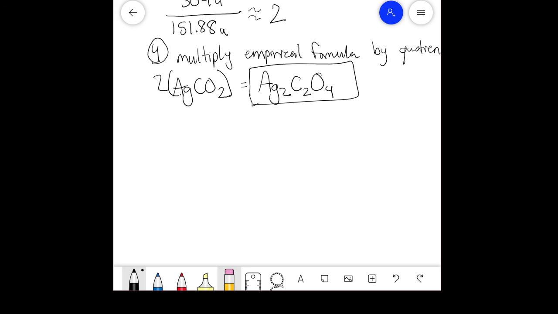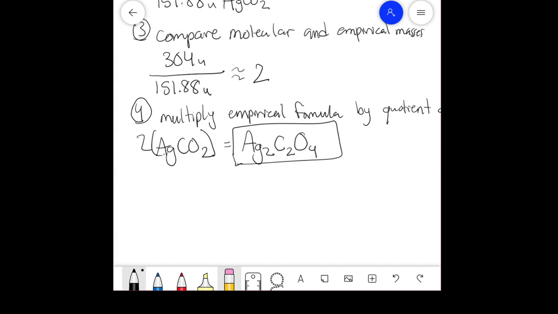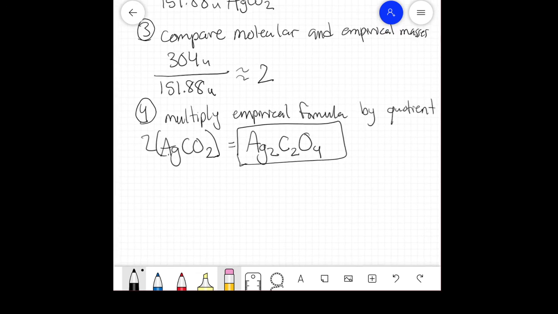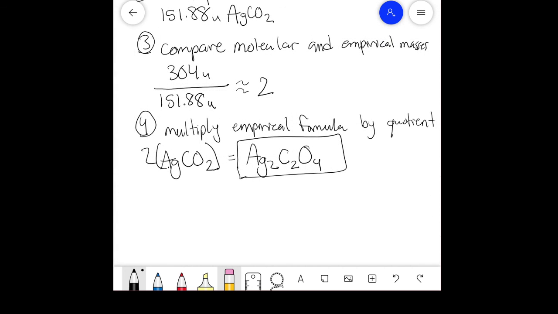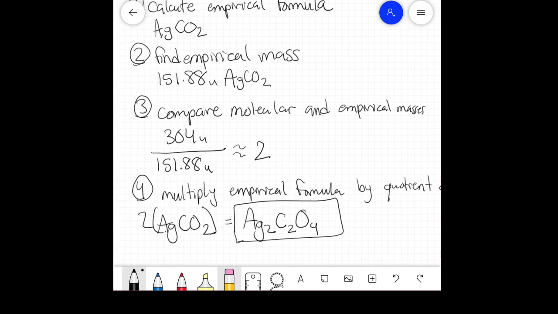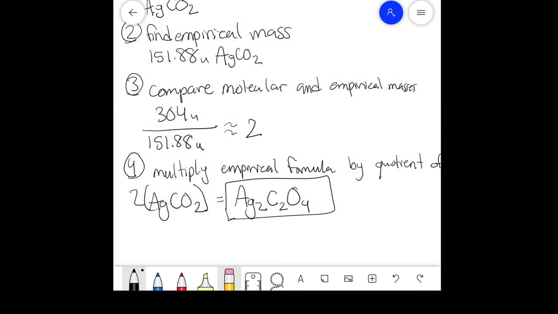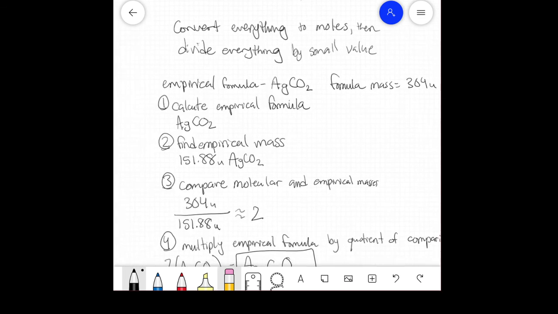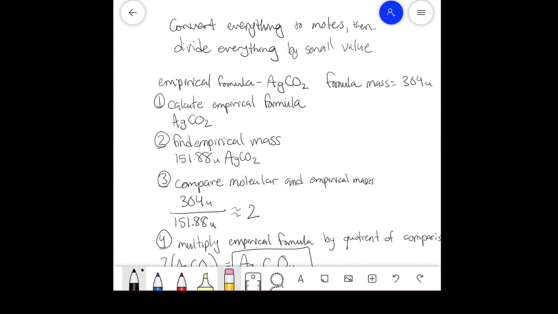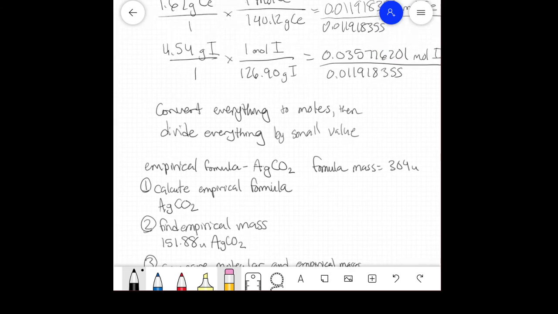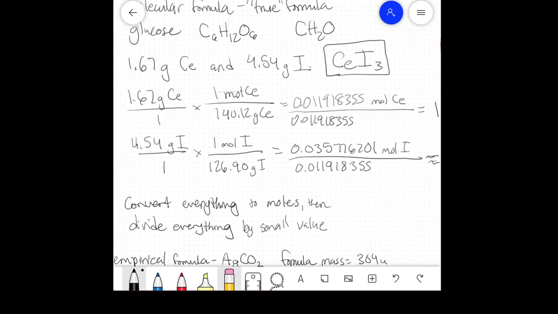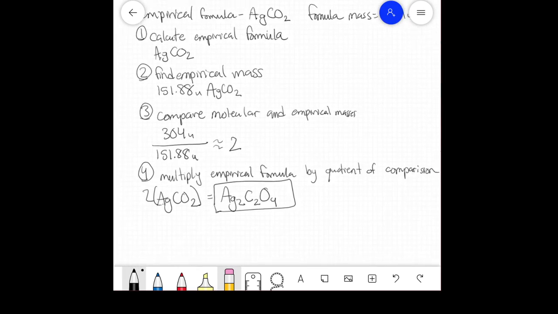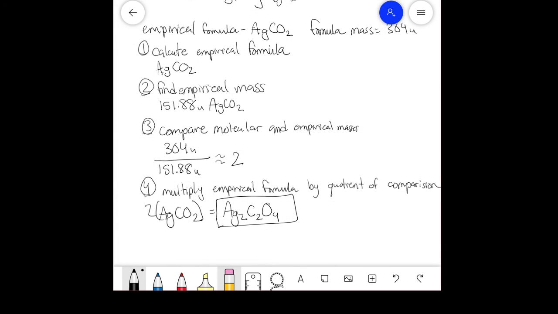So yeah, that's about it for empirical. It uses a lot of the molar conversions to do this. You need moles to get your empirical formula in the first place. So if you're good on moles, I think this should be pretty easy to figure out. So thank you so much for watching, and sorry for all my mistakes.